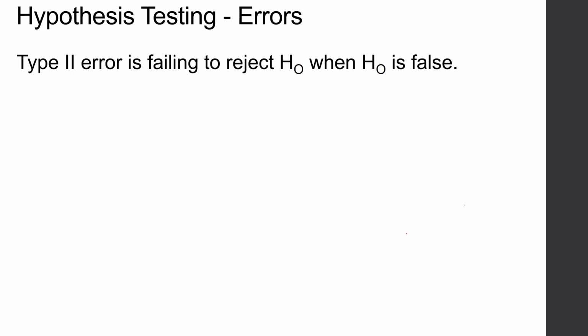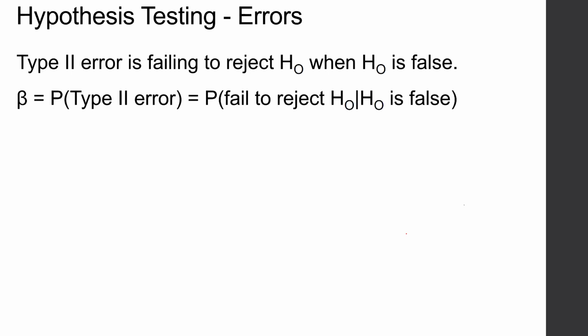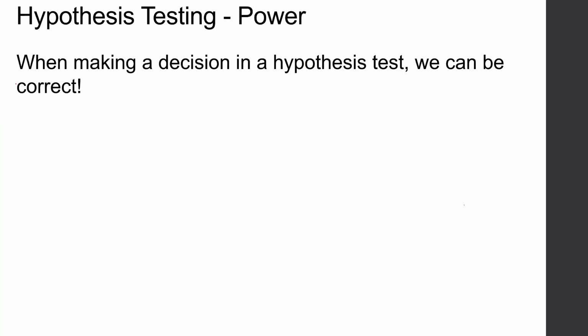A type 2 error is failing to reject the null hypothesis when the null hypothesis is false. The probability of making a type 2 error is denoted by beta. So instead of alpha, it's beta. Beta is the probability of a type 2 error, which is the probability of failing to reject the null given that the null is false.